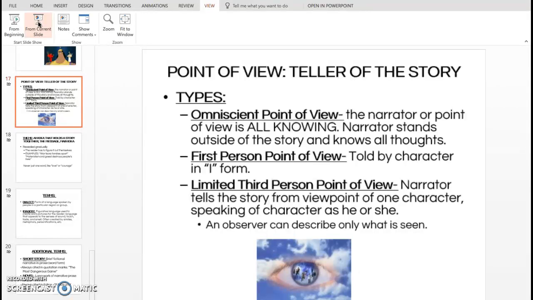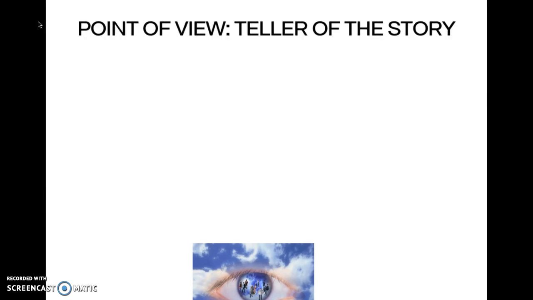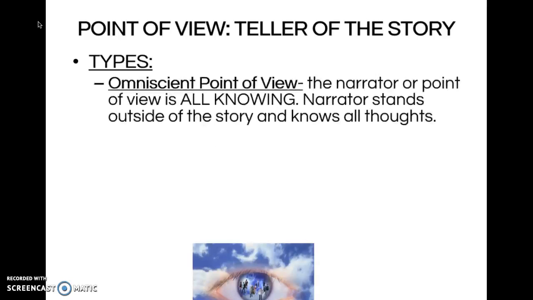And then the third type of point of view is called limited third person. This is where the narrator tells the story from a point of view of one character, but the observer can only describe what is seen, and they speak of the character as he or she, meaning they don't read the thoughts of all characters, just the main character, but they also don't speak in I form. So it's important to make that difference between the three.